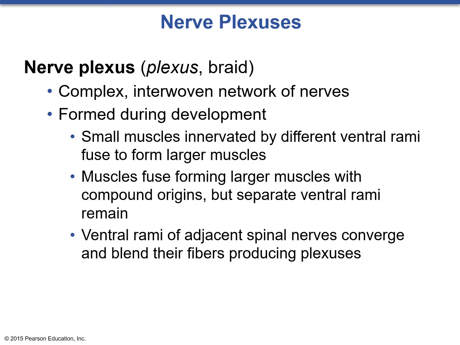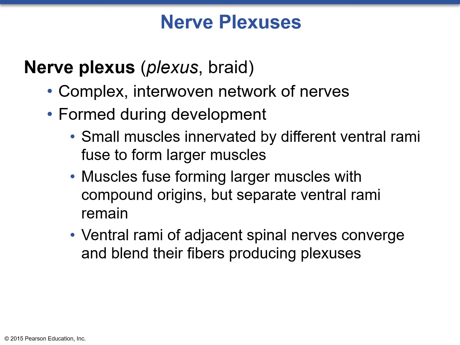Now, in certain spinal segments that control the skeletal muscles of the neck and upper or lower limbs, the ventral rami of adjacent spinal nerves combine to mix fibers and give rise to a network of compound nerve trunks called a plexus, which is a complex interwoven network of nerves.